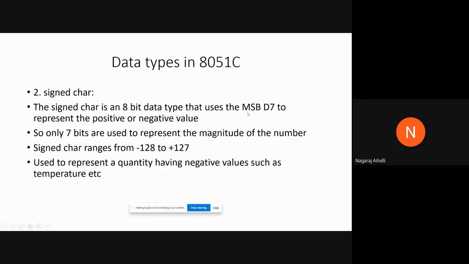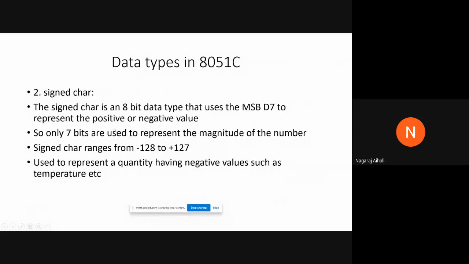If the MSB bit is 0, the remaining 7 bits represent the magnitude and it is a positive number. If the MSB bit is 1, the remaining 7 bits represent the number and it is a negative number. Only 7 bits are used to represent the magnitude. The signed character represents both negative and positive values, hence it ranges from -128 to +127.